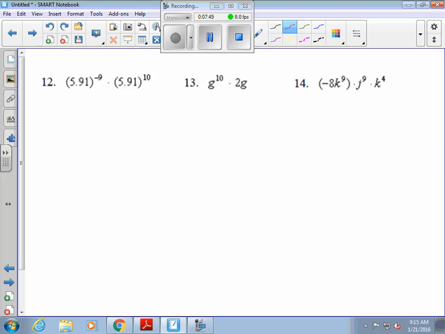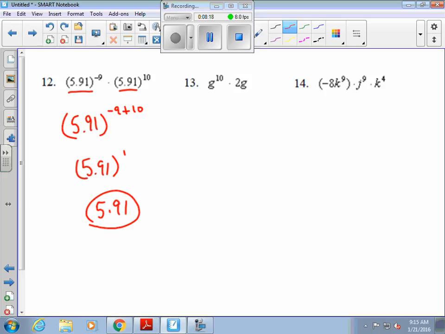Number 12, 5.91 to the negative 9th times 5.91 to the 10th. Just like number 1 was, you have the same base, 5.91. So you add the exponents, and there's no reason to write this step. I'm just showing you, negative 9th plus 10. Negative 9 plus 10 is 1. So you have 5.91 to the first power, which is simply 5.91.